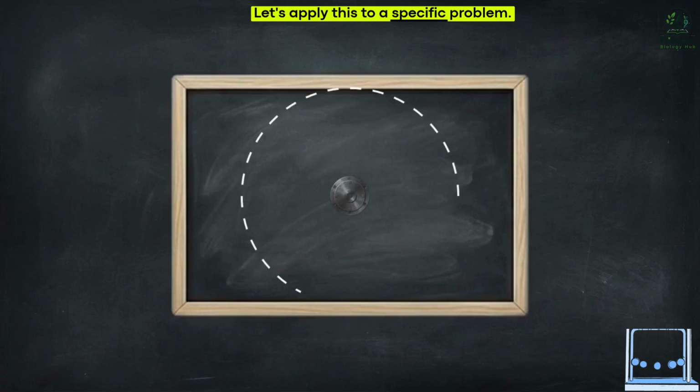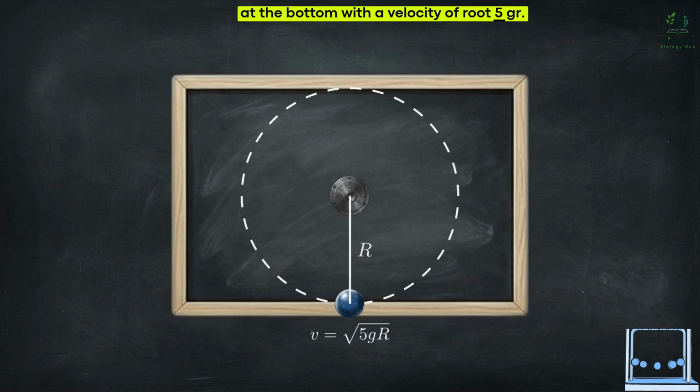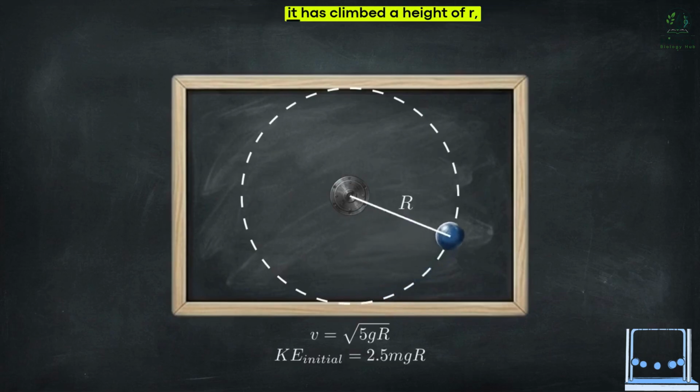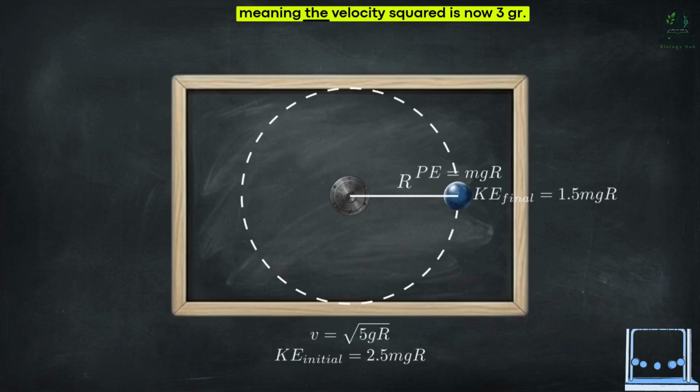Let's apply this to a specific problem. A ball on a string starts at the bottom with a velocity of root 5 gr. We need to find the tension in the string when the ball reaches the horizontal 90-degree position. First, we apply energy conservation. The ball starts with 2.5 mgr of kinetic energy. By the time it reaches the horizontal mark, it has climbed a height of r, converting 1 mgr into potential energy. This leaves 1.5 mgr of kinetic energy, meaning the velocity squared is now 3 gr.